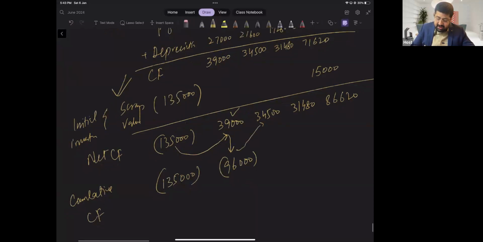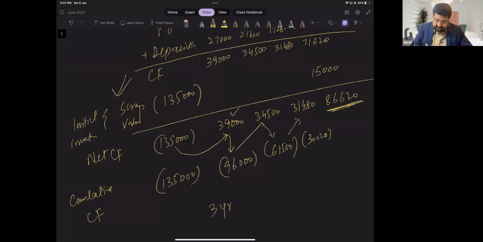Then 34,500 is recovered. What is the remaining? Out of 96,000, what is recovered? 34,500. It is 61,500 negative remaining. Then 31,480 recovered. It is 30,020 negative in the final year.